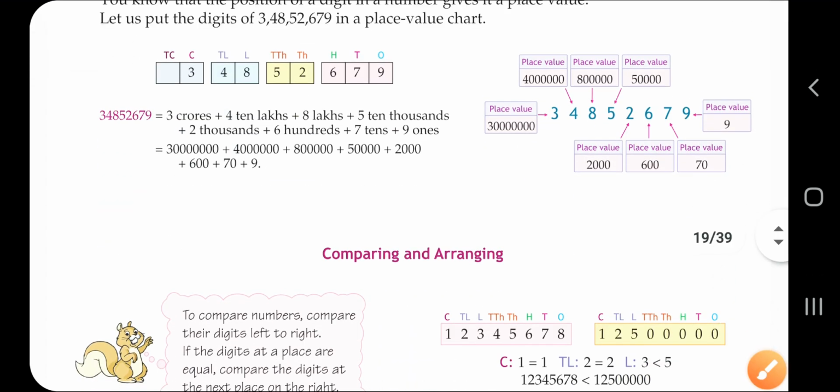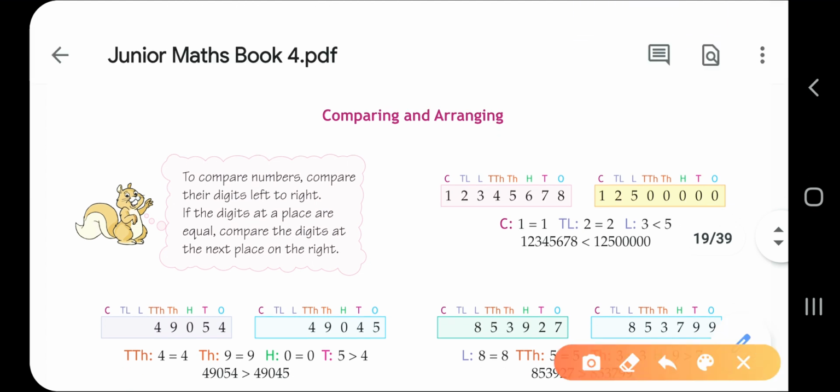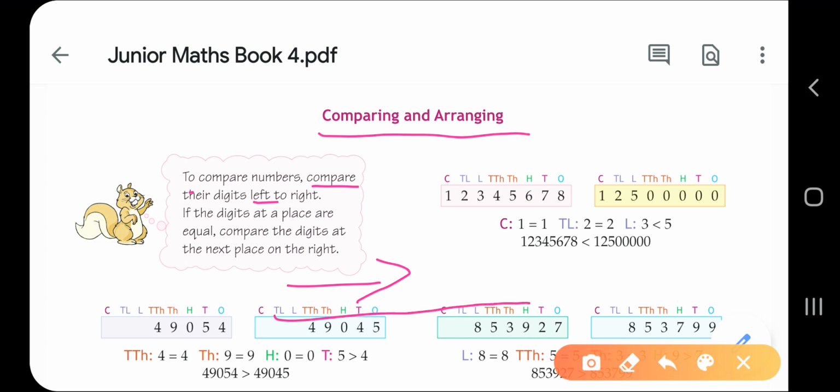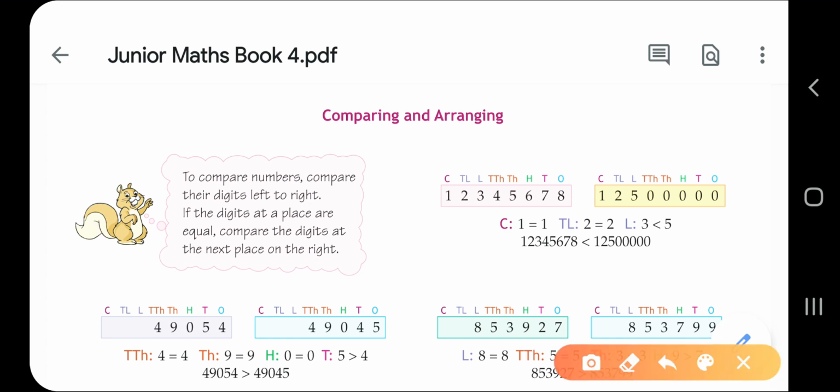Again, let's compare and arrange these numbers. Comparing and arranging: to compare numbers, compare digits from left to right in this direction. You have to move in this direction. This is left, and this is right. If the digits at a place are equal, then compare the digits at the next place.